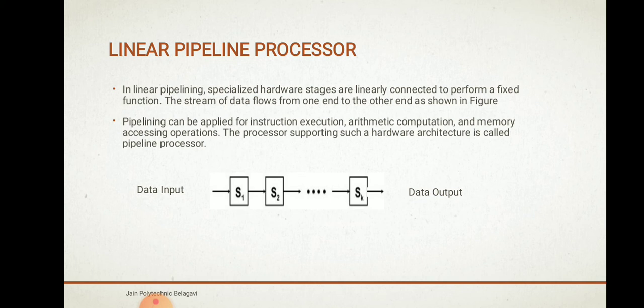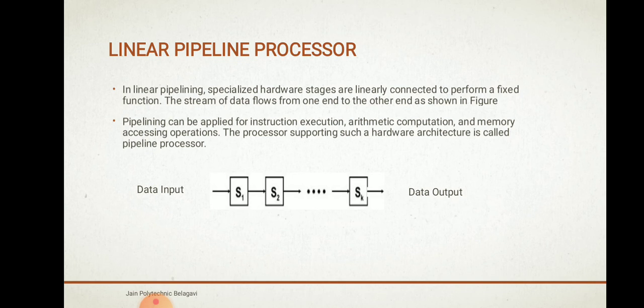Pipeline can be applied for instruction execution, arithmetic computation, and memory access operations. So this process can be applied to all three operations. The processor supporting such a hardware architecture is called a pipeline processor. So pipelining can only be used in certain hardware architectures.